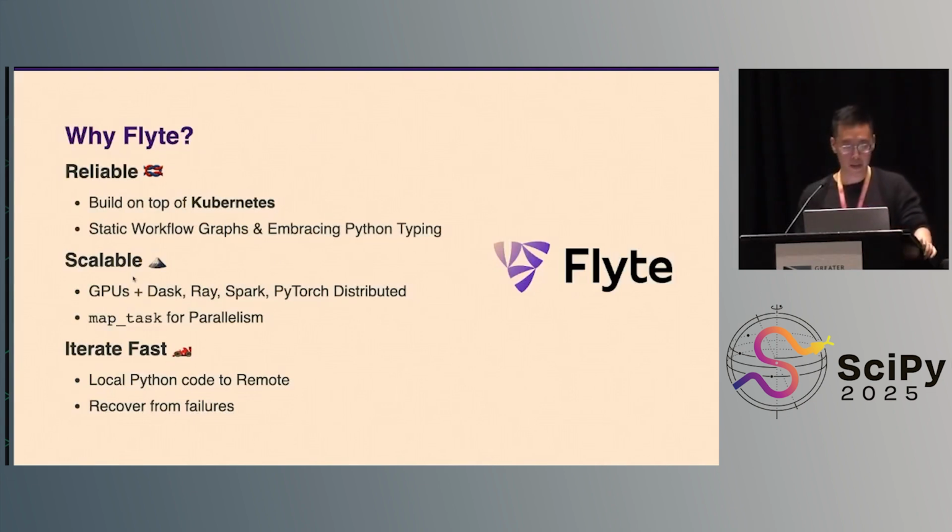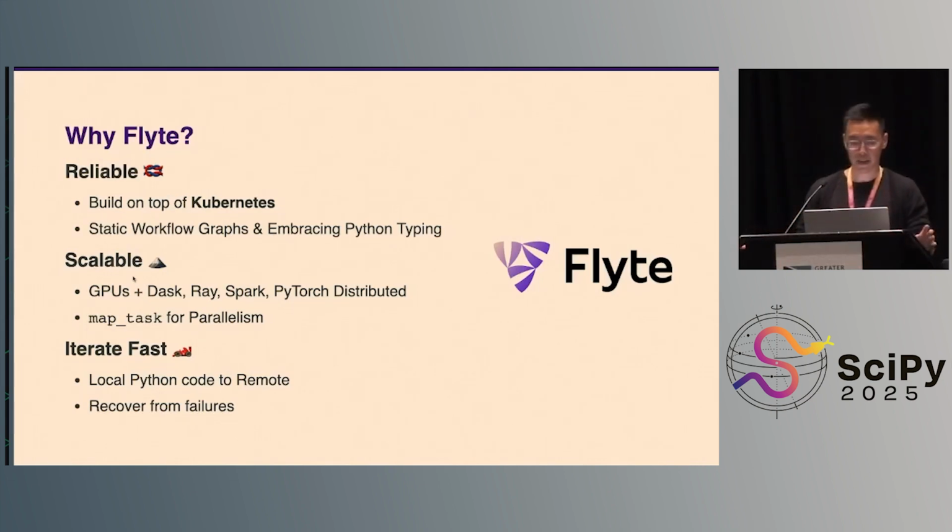So why Flyte? It's built on top of Kubernetes. The workflows are static, which people like because with static graphs you can traditionally anticipate what's going to happen. They're more reliable. It embraces Python typing, so if you mistype things in your tasks, you get errors before anything runs. The static typing is very useful. It's scalable. It can run on GPUs. It can run on distributed platforms like Dask, Ray, Spark, and PyTorch distributed. You can use map tasks if you want first-party support for parallelism.